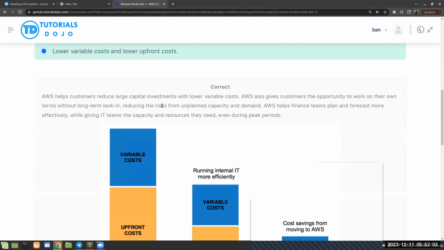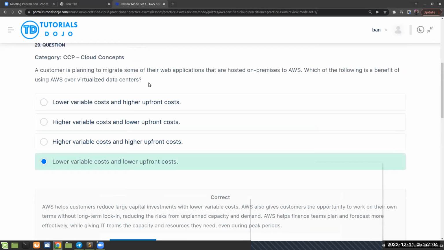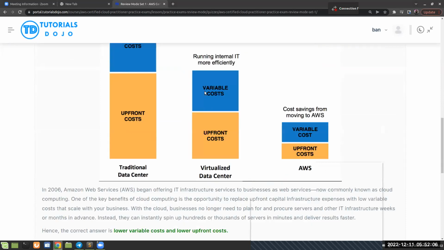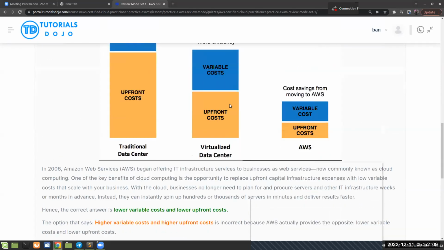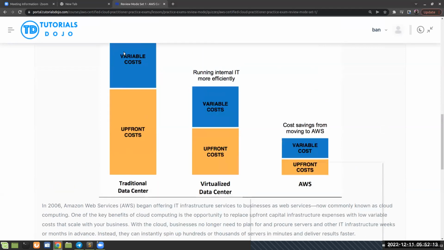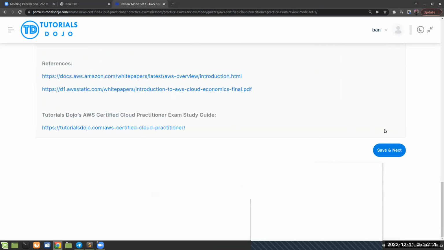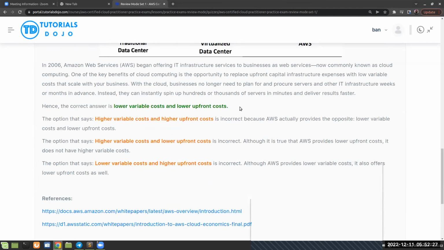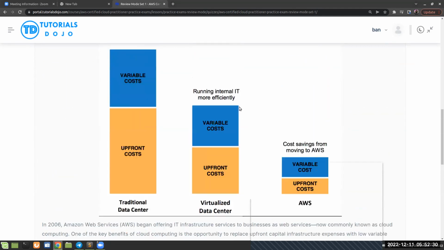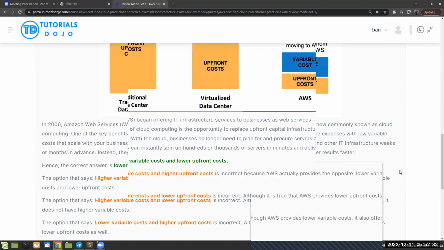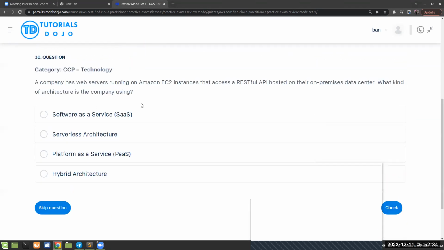Right. We covered that in module 1, I'm sure. So that's what we always have. Always lower. This is when you are using a traditional data center. This is when you are using a virtualized data center. And this is when you are using AWS. You see upfront cost compared to what you have here is lower. I think that's fine. Let's move to the next question for you, Kinye.